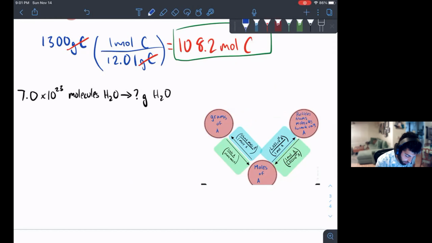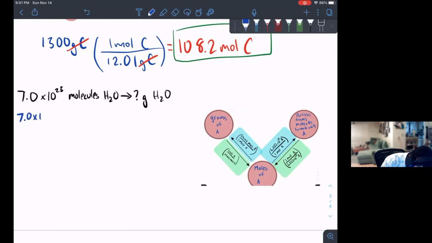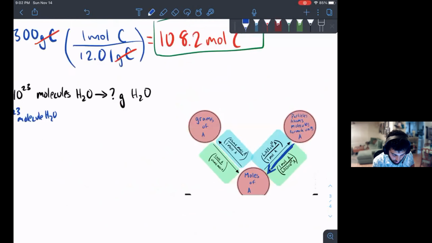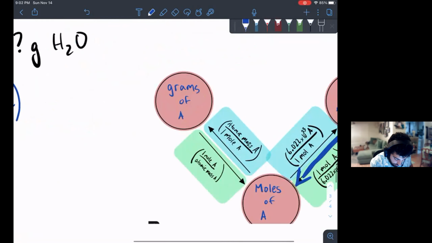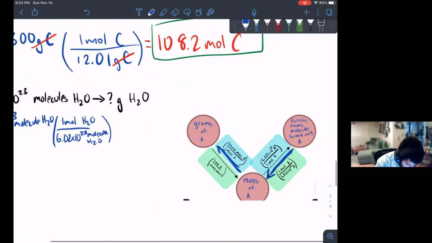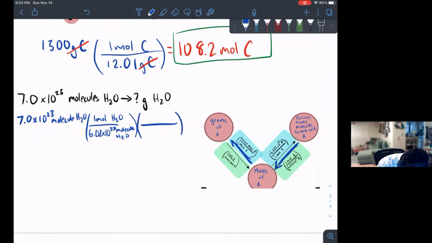But while this may seem daunting, if we follow our instructions, if we follow this mole island diagram, we can make it. So I'm starting with what I have, molecule H2O. And I'm taking this bottom arrow. I see I have 1 mole on the top and 6.022 or 6.02 times 10 to the 23rd on the bottom. 1 mole H2O divided by 6.02 times 10 to the 23rd molecule of water. I'm trying to write that real small. Then I'm taking the upper arrow, and the upper arrow says the atomic mass on top and 1 mole on the bottom. So 1 mole H2O and the atomic mass in grams of H2O.